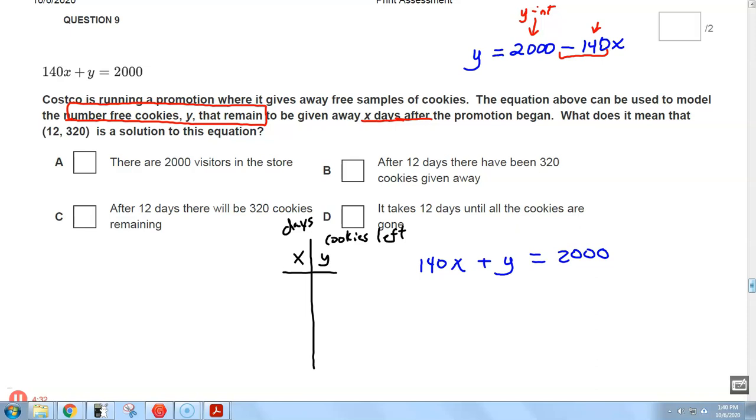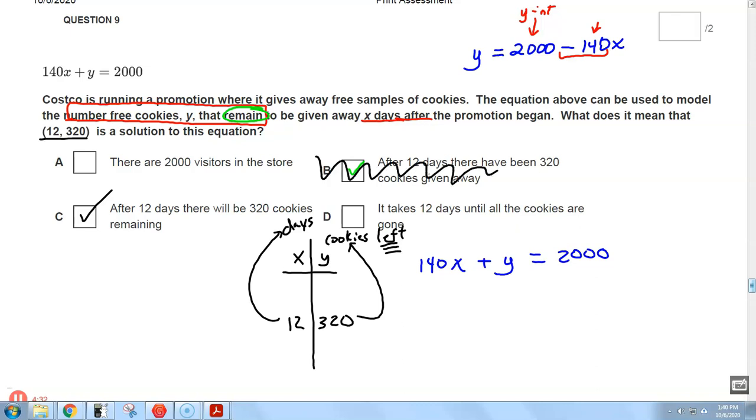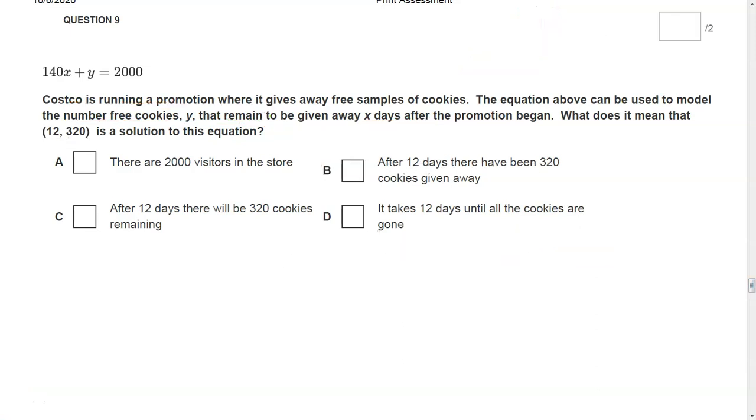So it wants to know, what does this solution mean? Well, if I put that solution on the chart, how I read that is, after 12 days of promotion, there are 320 cookies left. So the correct answer is going to be C. I know a lot of you picked B: 12 days, 320 cookies given away. This word right here is what tripped you up and made B a really good looking wrong answer.